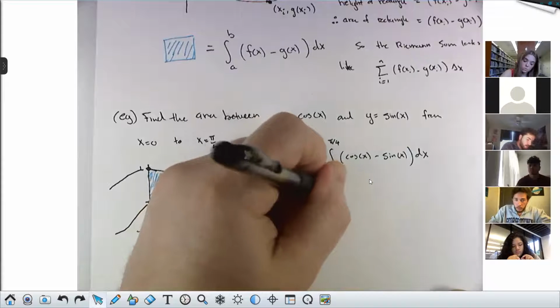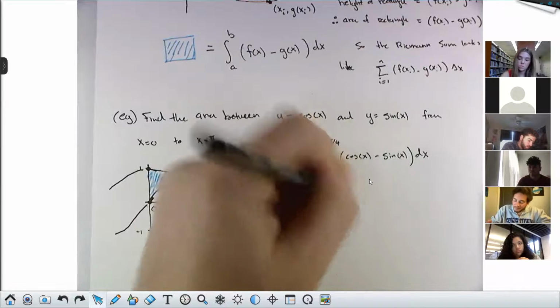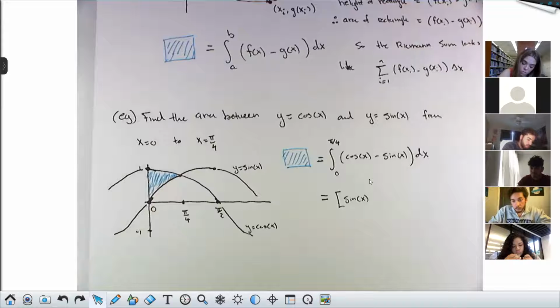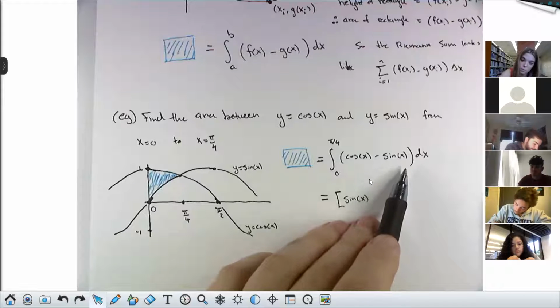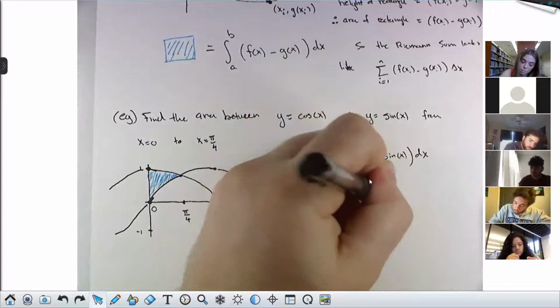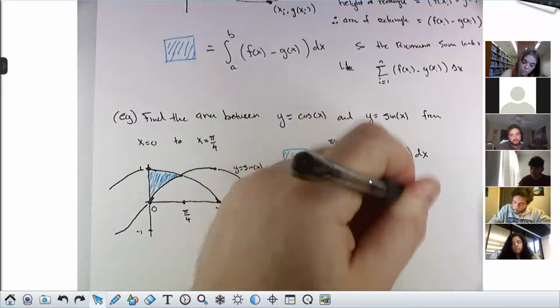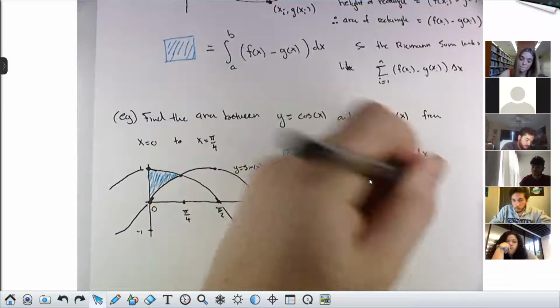That's nothing too bad. An antiderivative for cosine is positive sine x, because the derivative of sine x is cos x. An antiderivative for sine x is negative cos x. So this negative and that negative will play with each other and give us a plus cos x. And this needs to be evaluated between bounds.